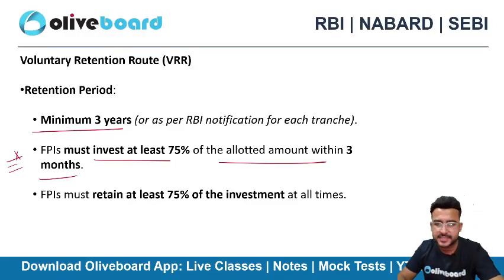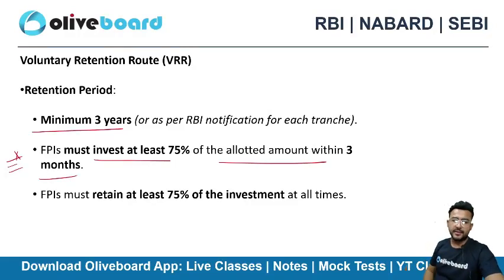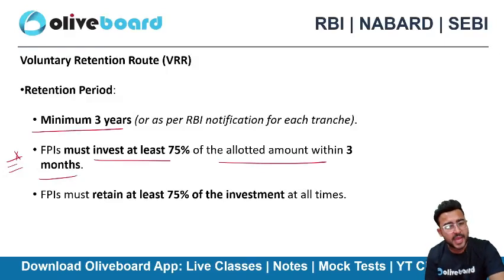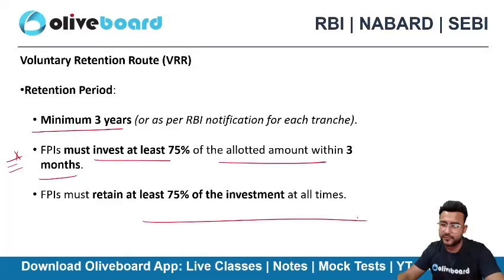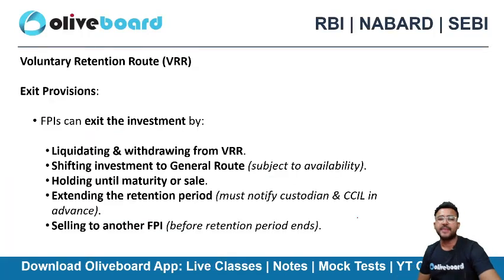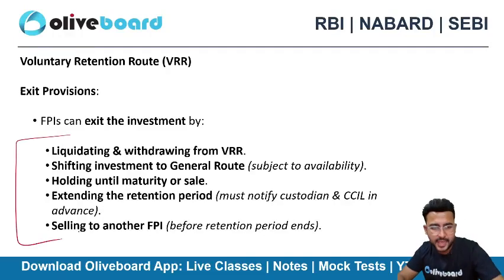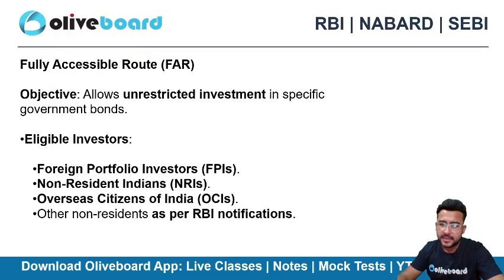So we have studied this thing in the MCQs as well, right? There was a question related to this limit in the MCQs as well. FPI must retain at least 75% of the investment at all times. And these are the exit options that are available to the FPI. But the limits are very, very important for this particular circular.